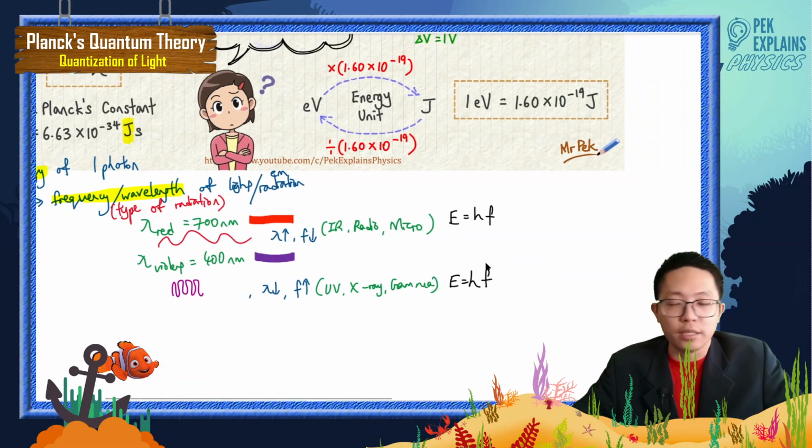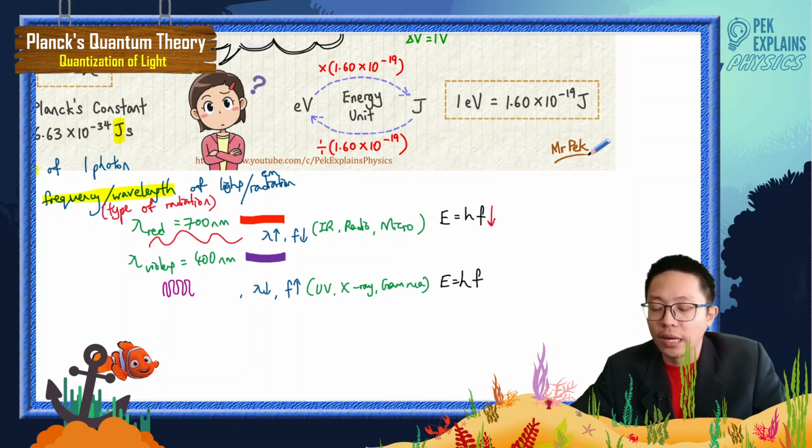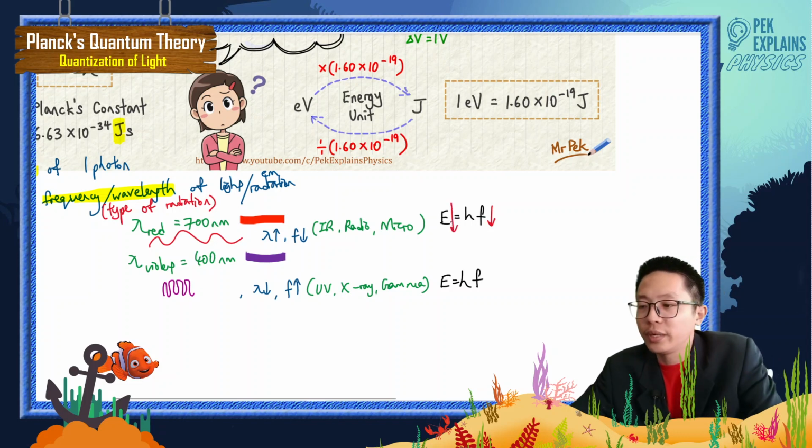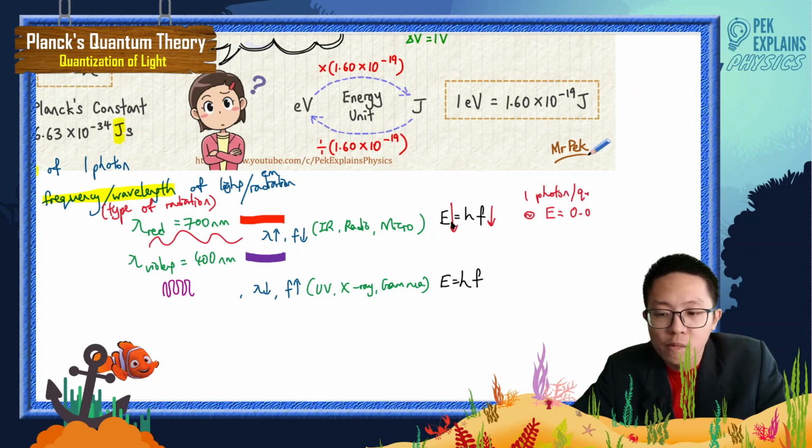Okay, so you see this one. This one has a very low frequency and very long wavelength. Like this red light, infrared, radio, microwave, all of them have very low frequency but very long wavelength. Low frequency, long wavelength, low energy. So we can describe the photon as very small. It carries a very small amount of energy. Energy for one photon or one quantum is maybe 0.00000.